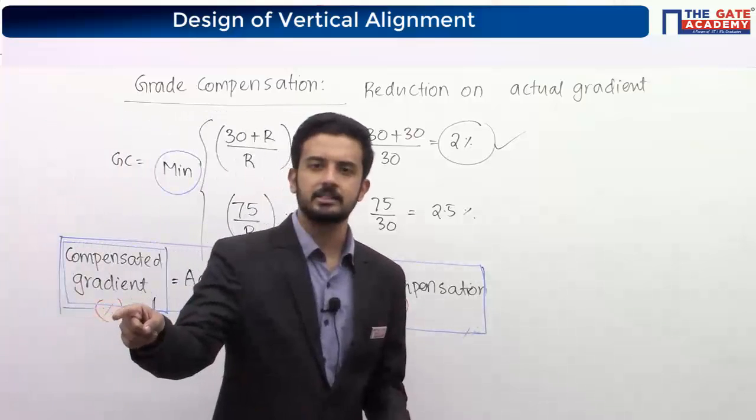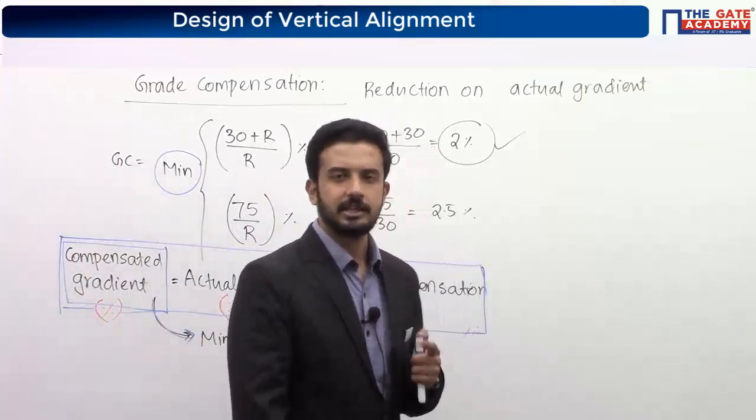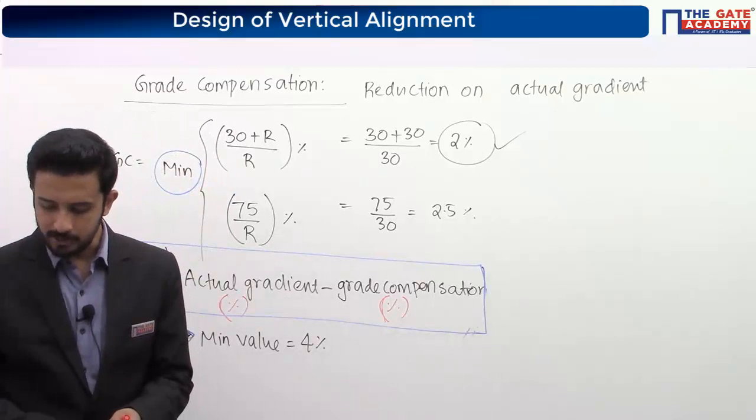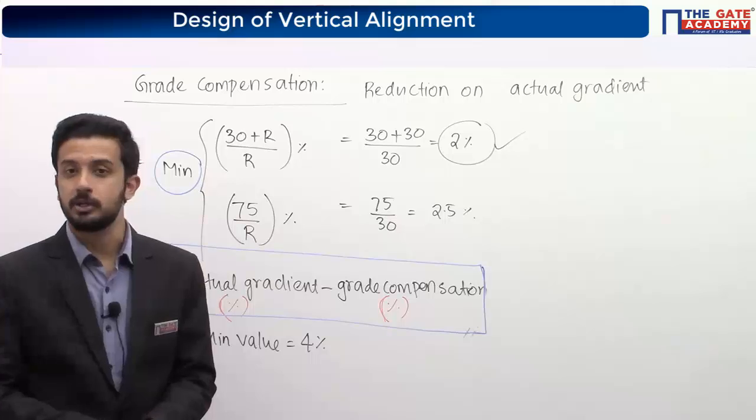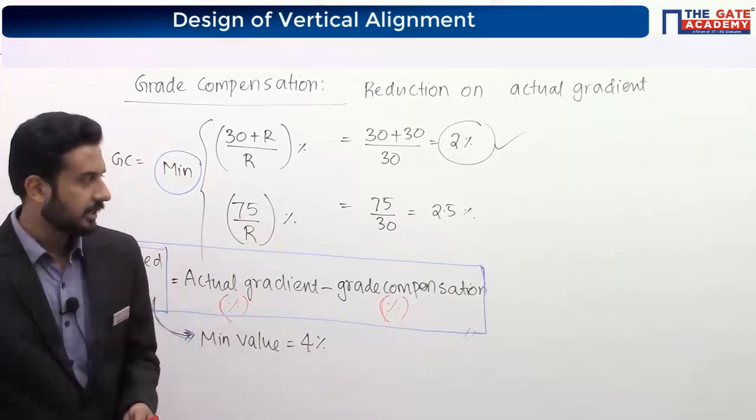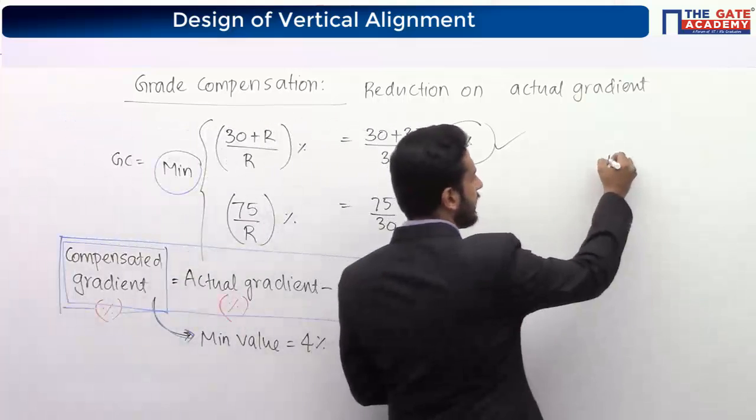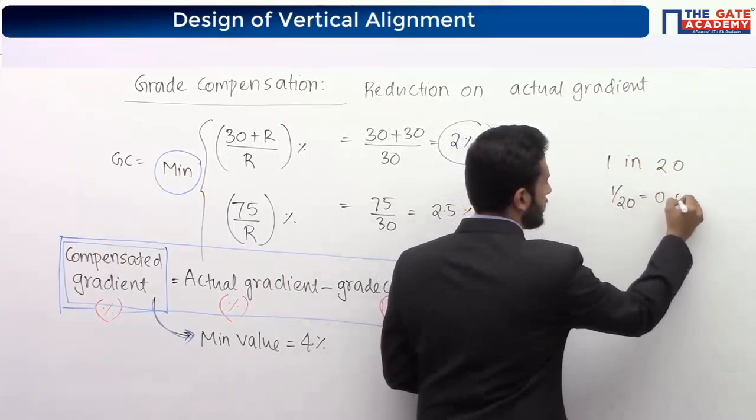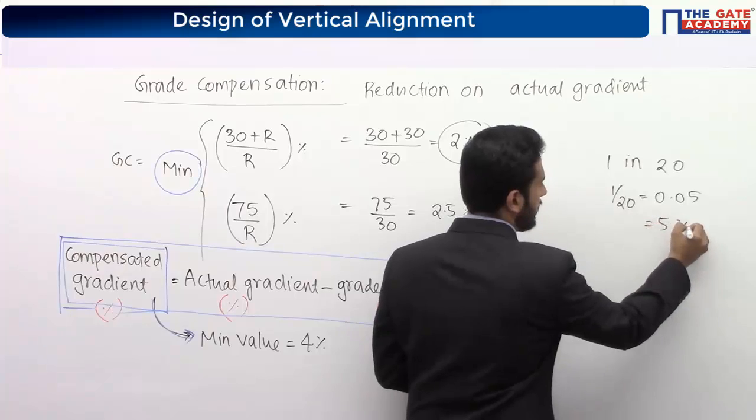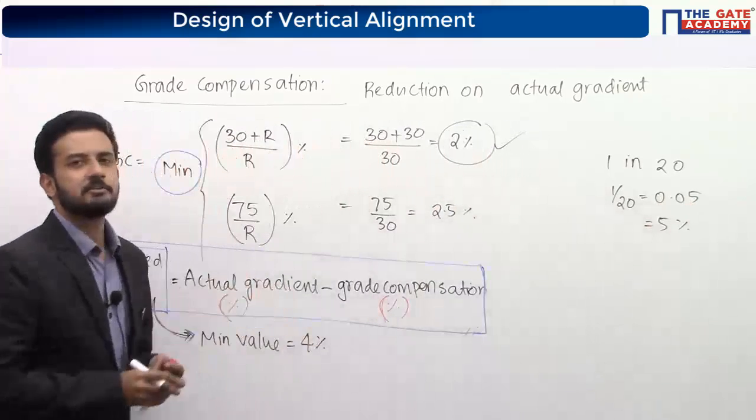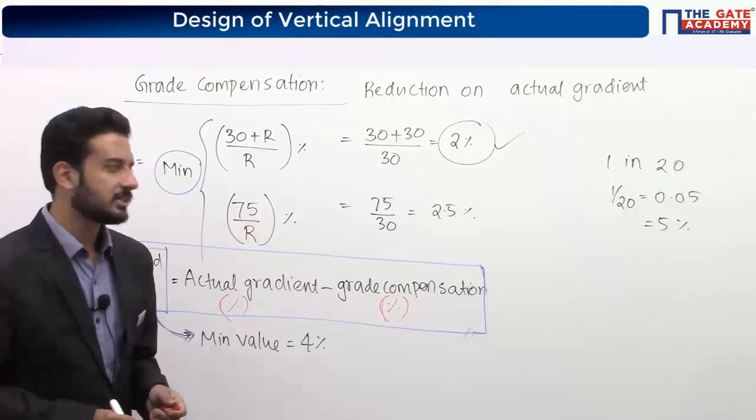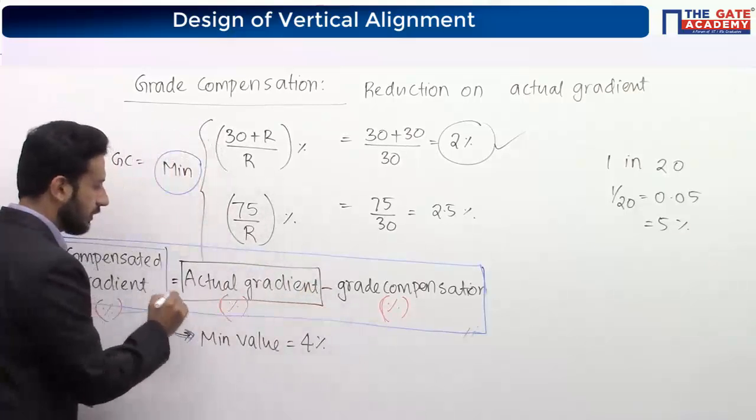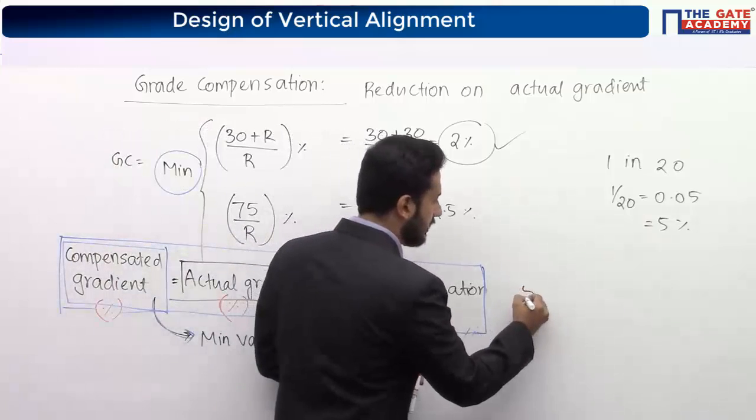Whether they have given any existing gradient, yes, they have given. What is that? 1 in 20. 1 in 20 means how much percentage? 1 by 20 means 0.05, 5%. Correct? Existing gradient is 1 in 20. They have given some value, which means the actual gradient is given already. What is that actual gradient?